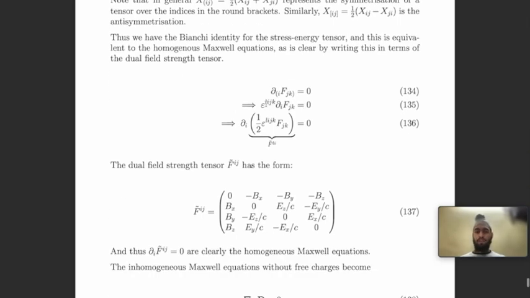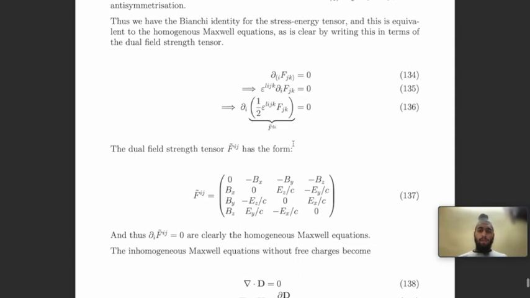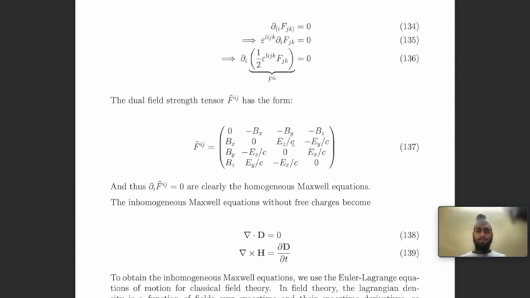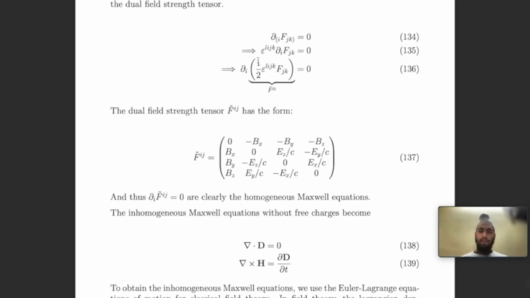Because the permutations over IJK will simply give us the signs we need. So the dual field strength tensor has the form given here. We have sort of exchanged electric and magnetic fields from the field strength tensor, and the divergence of the dual field strength tensor becomes zero, derived from the Bianchi identity. And from this expression, it is straightforward to get the homogeneous Maxwell equations.